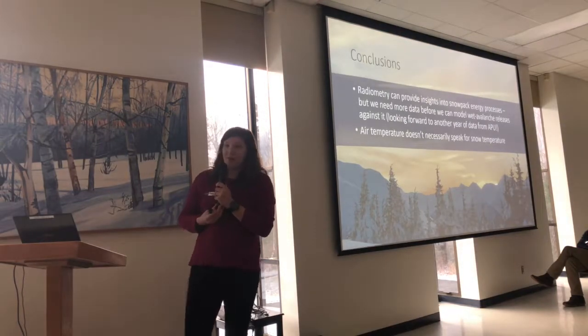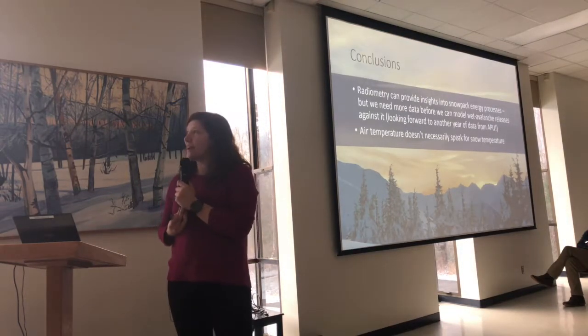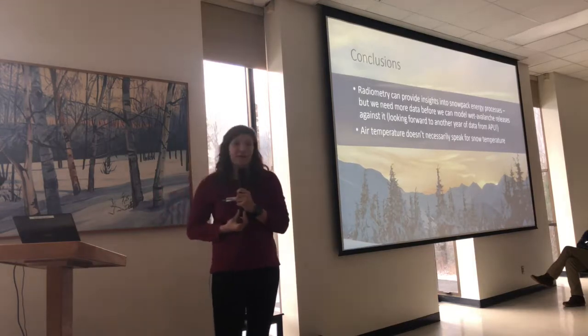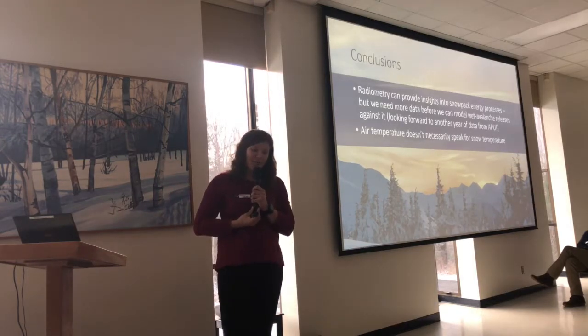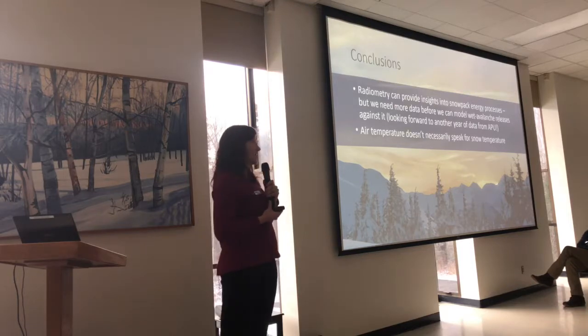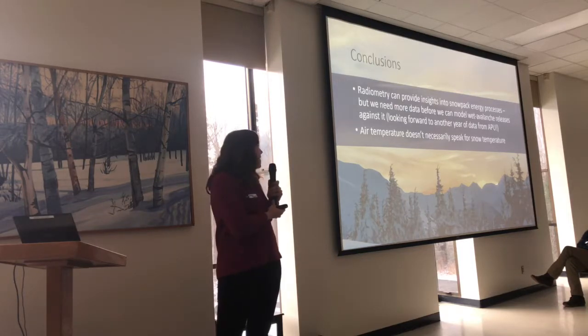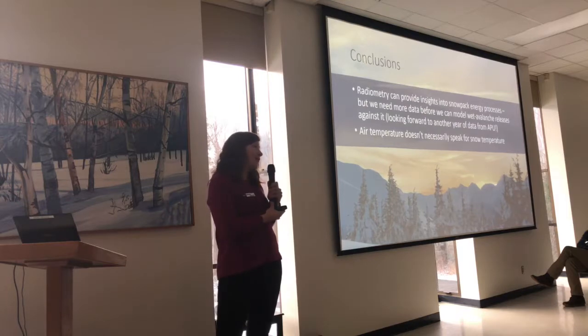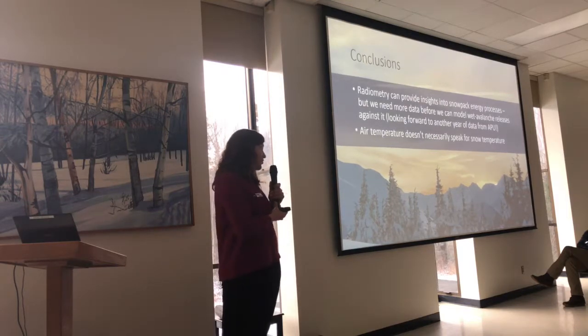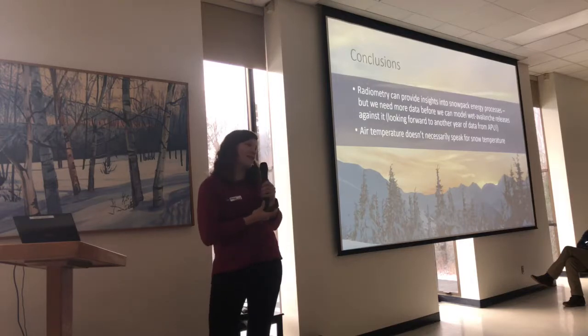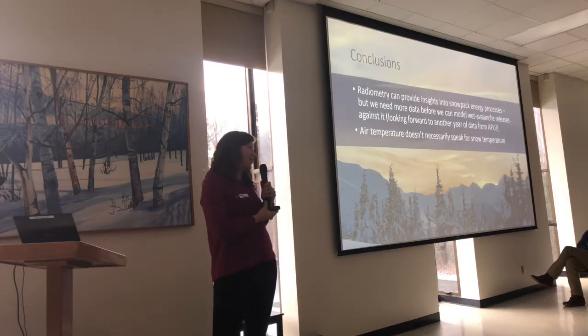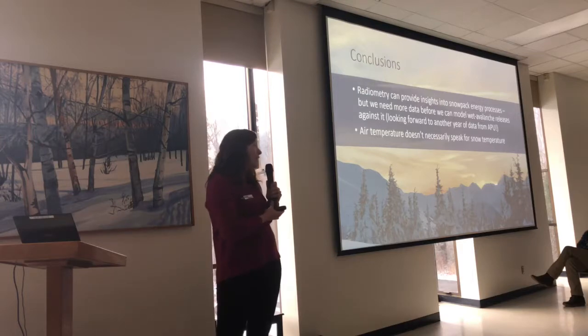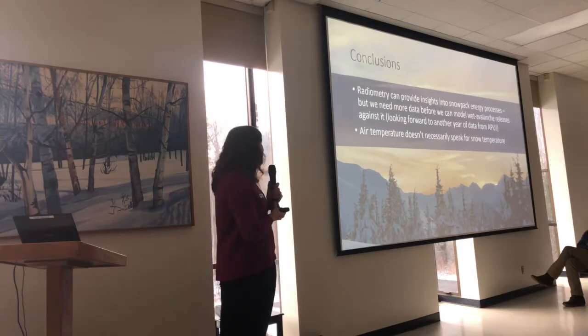So in conclusion, radiometry can provide insights into snowpack energy processes, but we need more data. And there's going to be 2 net radiometers set up for this season, I do believe. And the main takeaway being that air temperature and snow temperature aren't as closely related as we might assume. So when we're making our forecasts or our estimates about what's going on in the snowpack based on the air temperature, remember what kind of site it is. Is it under the tree line?